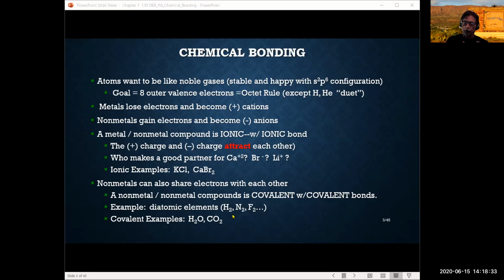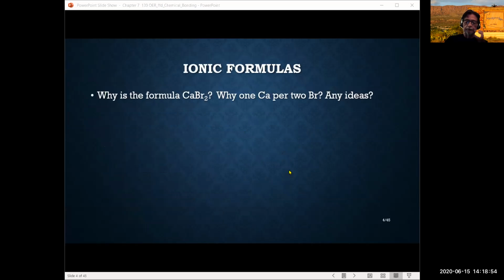But they do form a covalent bond, okay? Because even though by definition a compound needs different elements, they're the same element, but they form a special bond, a special type of covalent bond. We'll have more to say about those down the road here.